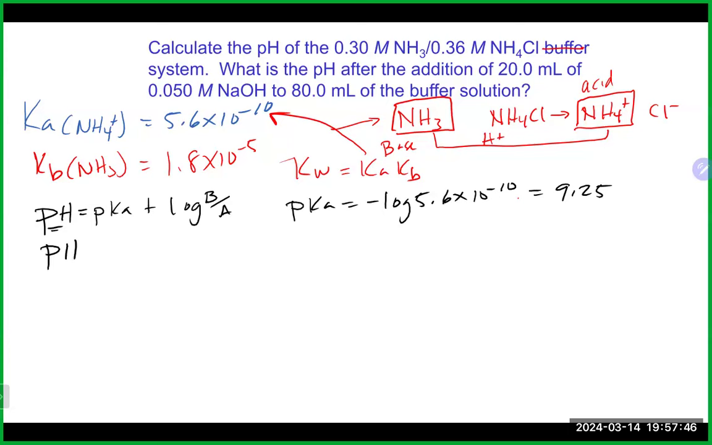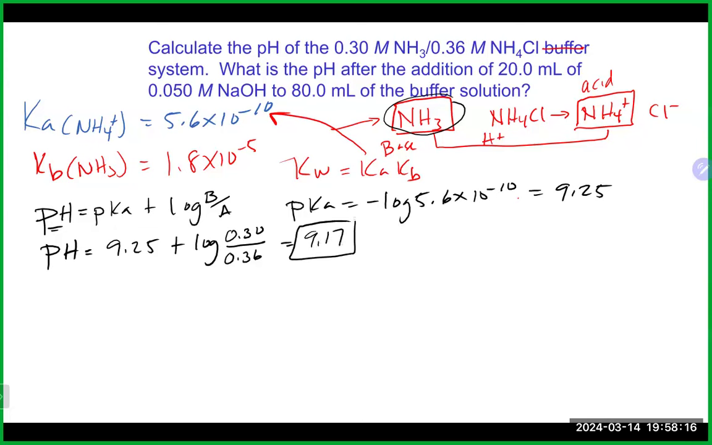So the pH here is going to be 9.25 plus the log of our base, which would be our NH3 in this case. And that is going to be 0.3, it looks like, divided by our 0.36, which is our acid. And that's going to give us an opening pH for this buffer of, I'll call it 9.17 in this case.